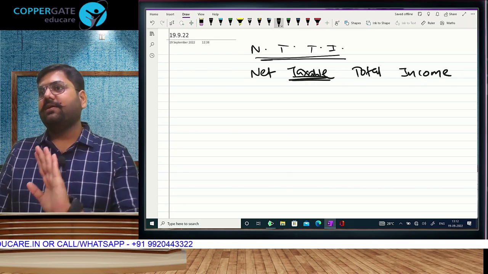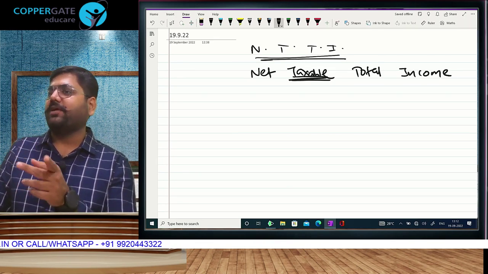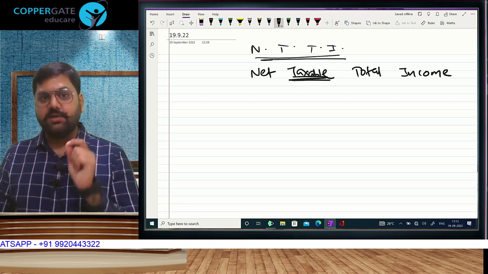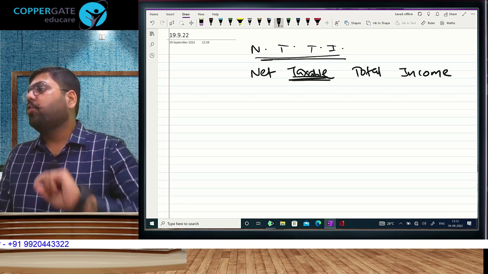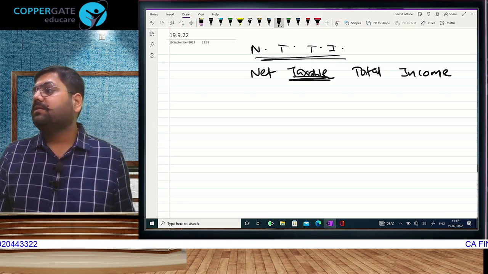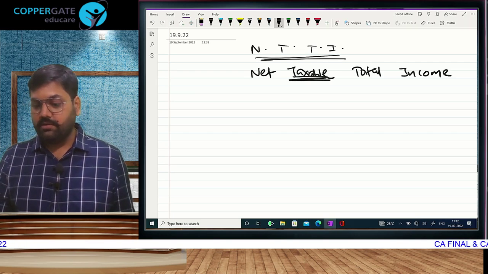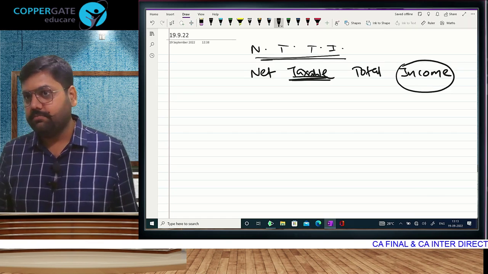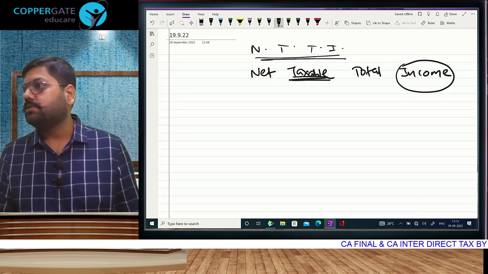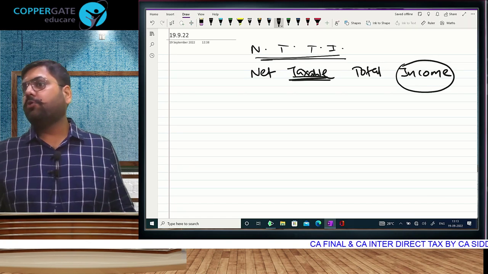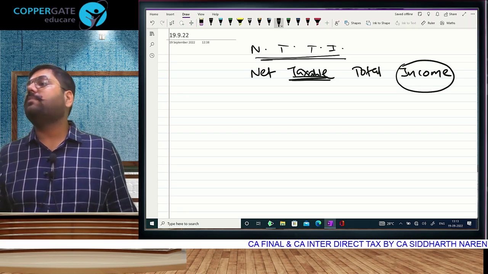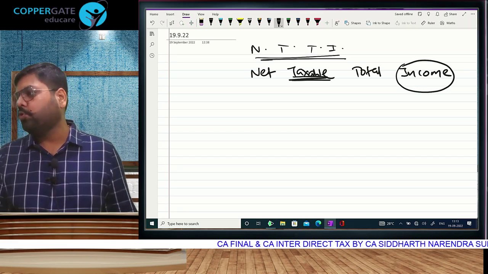What is NTTI? Net. Both are T's. You say total taxable or taxable total. But net taxable total income. This word taxable is going to decide the chapter that we are going to learn today. When we earn income, how to earn income, income tax will not teach you. Income tax can't tell you how to earn income. Income tax will tell you after you earn what to do.